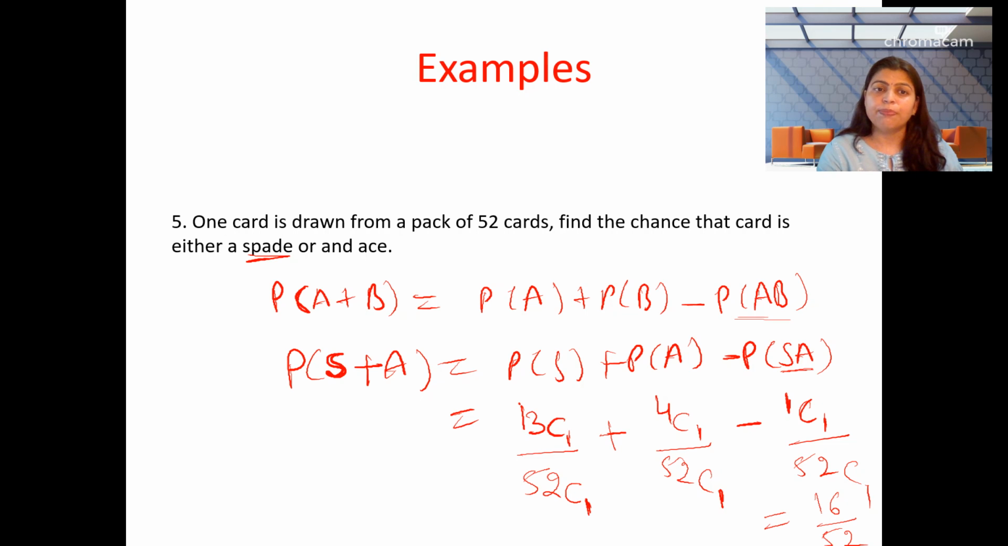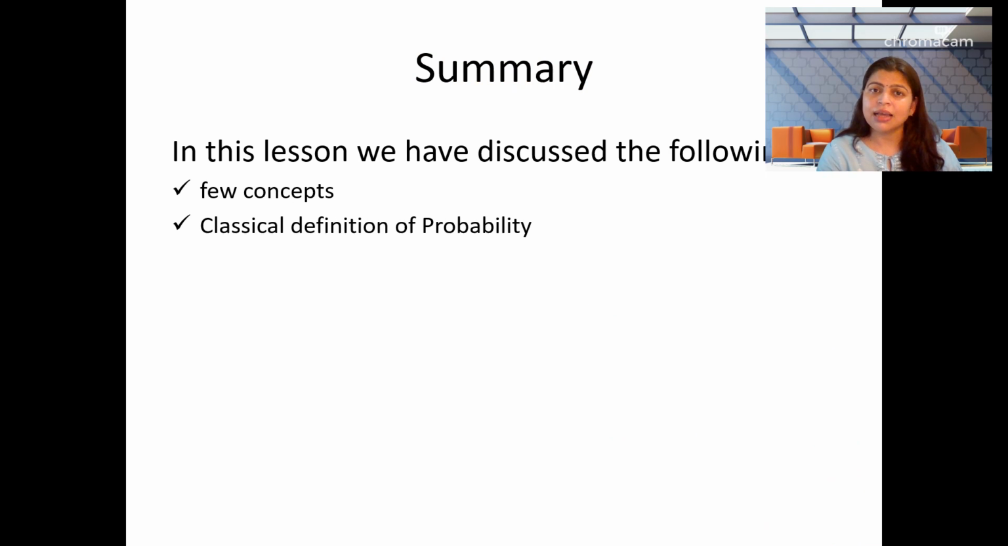Okay, so keep practicing, and let me summarize that in this lesson we have talked about the classical approach. We learned a few concepts and we learned the definition of probability, and we saw a few examples of how to apply that definition. Okay, so keep studying, and thank you so much.